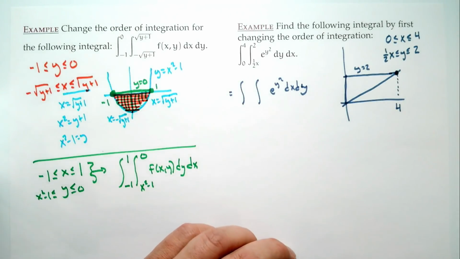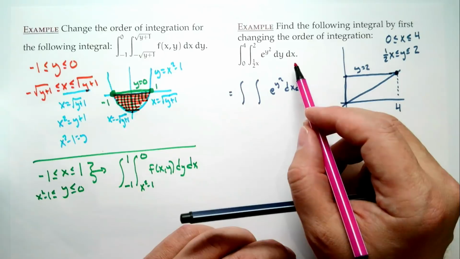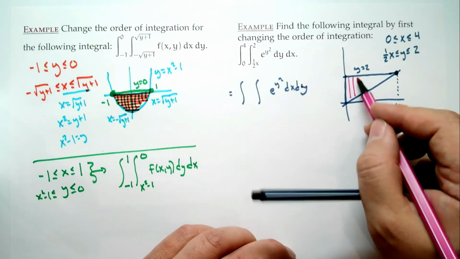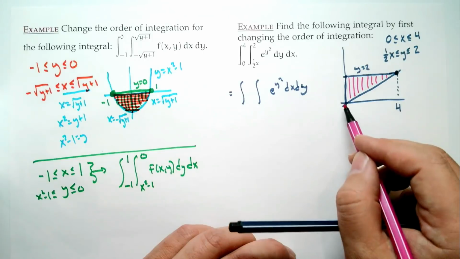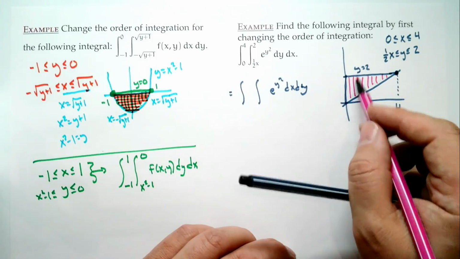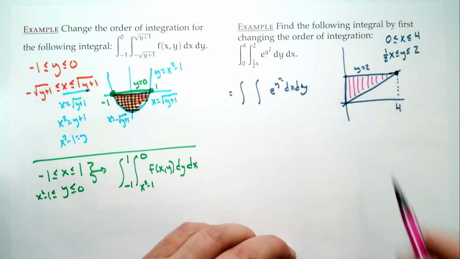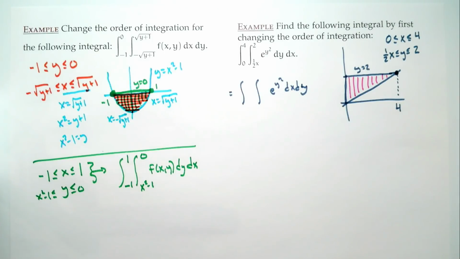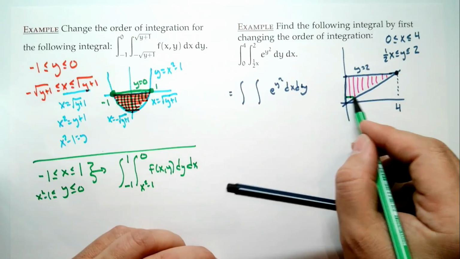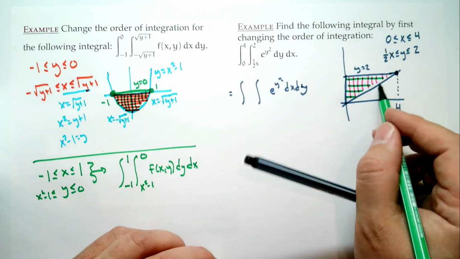Currently, how are we slicing our region? We're currently slicing this way. So x goes from 0 to 4. And so for every value of x, I'm going between the two curves for y. Now we're going to switch the order of integration. So now we're going to be slicing horizontal-like. So that's where we want to get to.